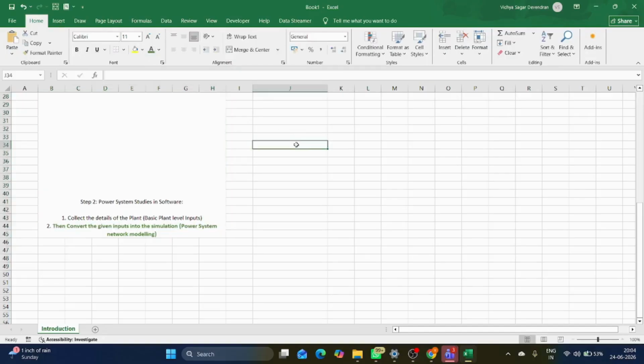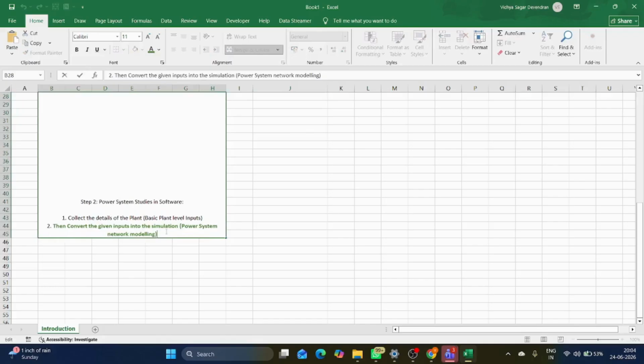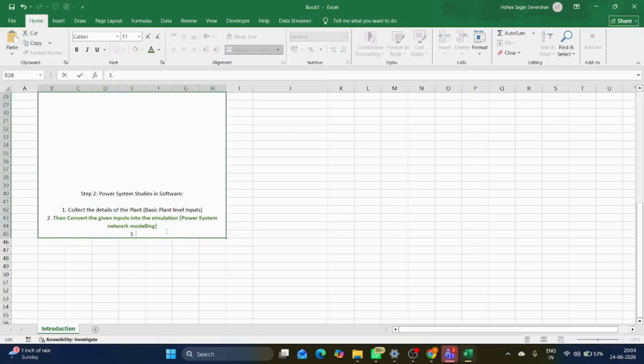So the most important step is the simulation step, and the third step is performing the required studies. Once the required studies are done, I hope this is the scope, the flow of work that we are going to have.